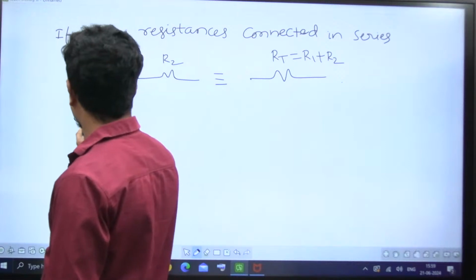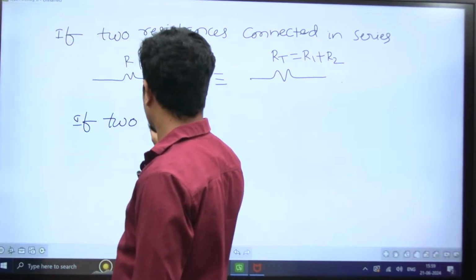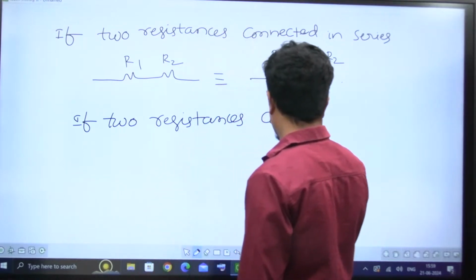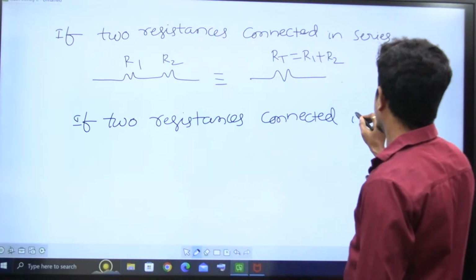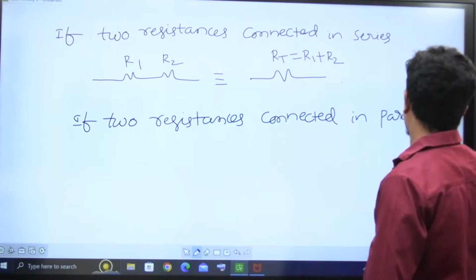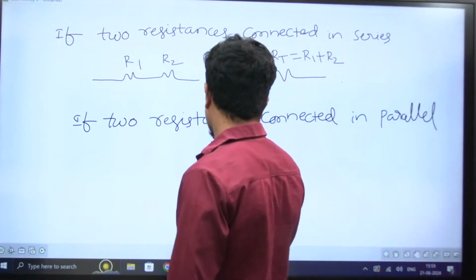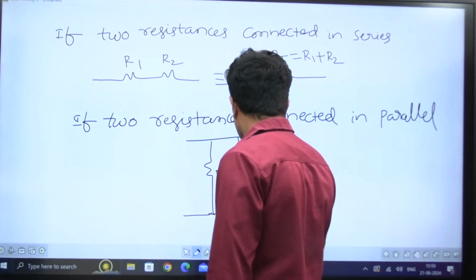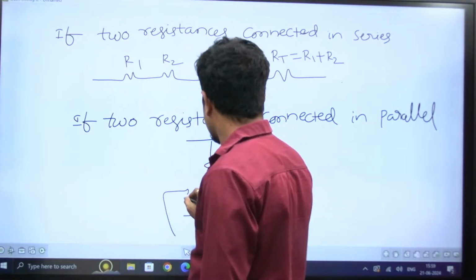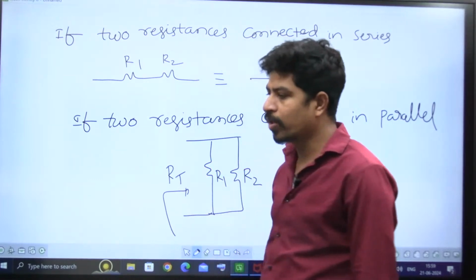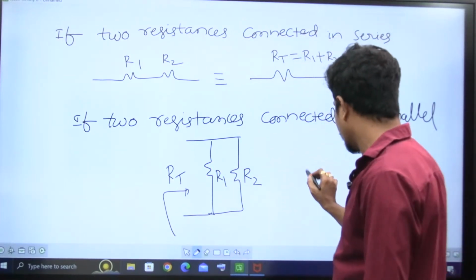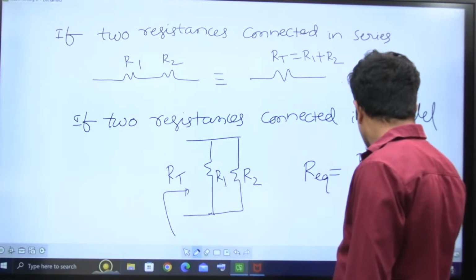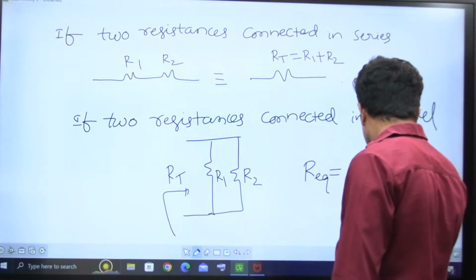If 2 resistances are connected in parallel, this way, parallel connection is this one. This is R1, this is R2. Now this is RT or R equivalent I'm going to get. That is R equivalent is equal to R1 R2 by R1 plus R2.